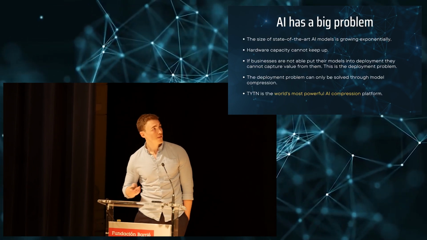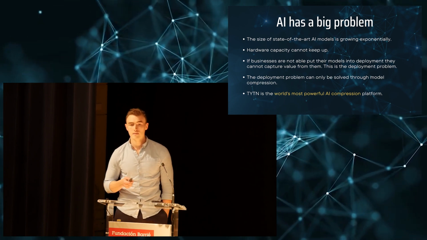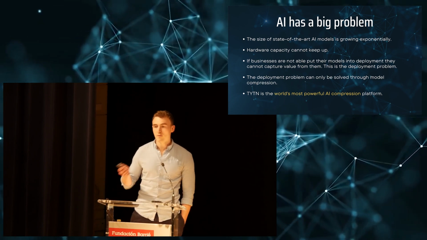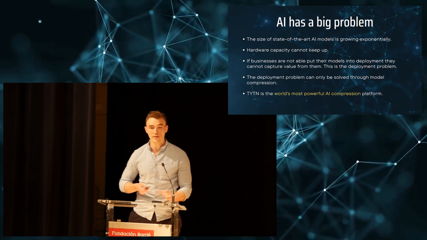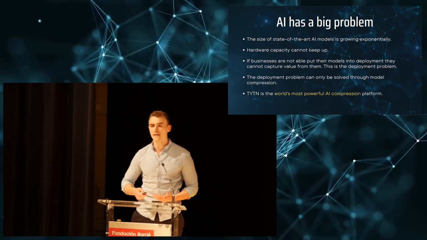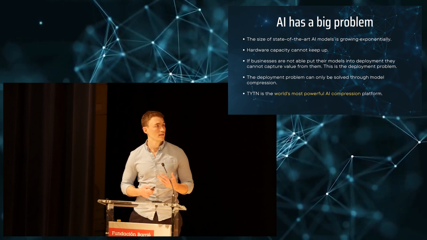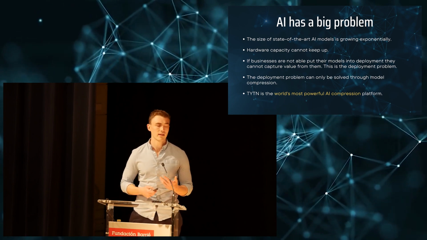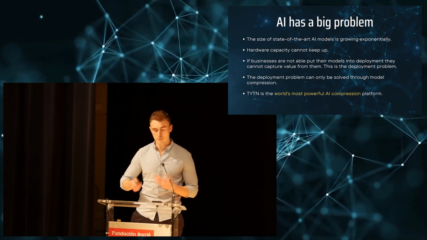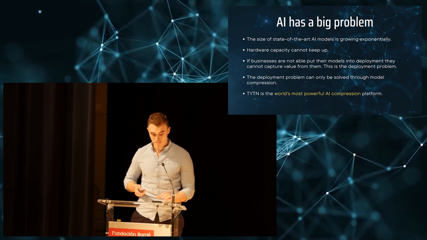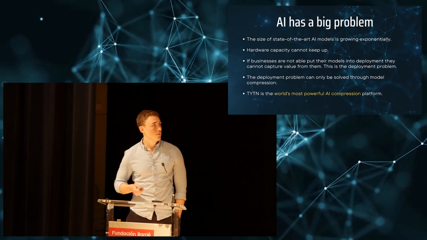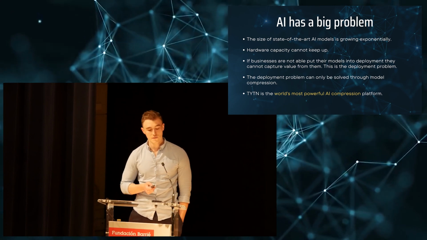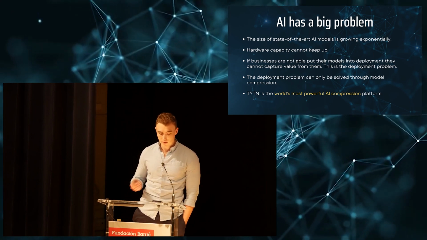So AI is facing a really big problem today, and when I say AI, there's a lot of different ways to define AI. I mostly mean deep learning, and in particular, really large deep learning models. The things that you see powering NLP and computer vision models today, rather than things like random forests or gradient boosted trees. And so these large deep learning networks have grown exponentially in the last few years, and hardware really can't keep up with this.